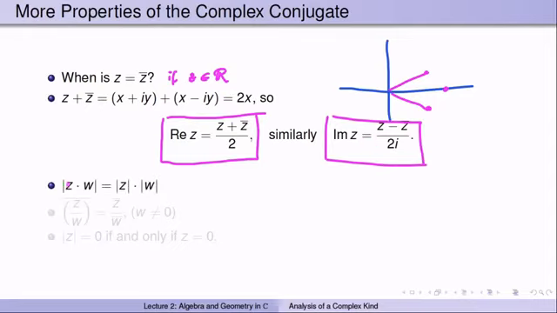Now you can verify that the length of z times w is the length of z times the length of w, so length and multiplication behave well with respect to each other. You can also verify that the conjugate of z over w is the conjugate of z over the conjugate of w. And finally, that the length of z is 0 if and only if z was 0.